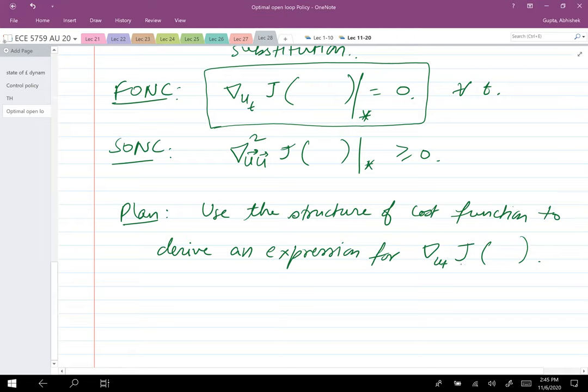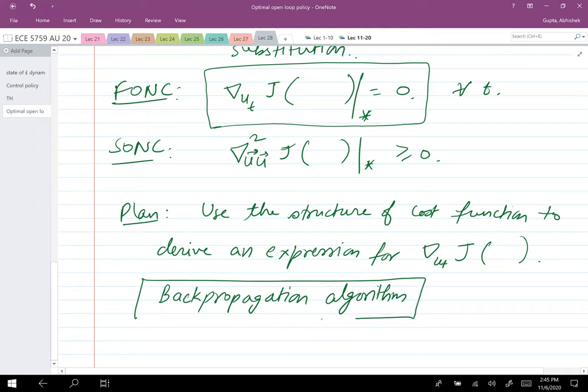Once you compute the gradient of J with respect to ut, you can then run the gradient descent algorithm to compute the optimal action. And that algorithm is known as the backpropagation algorithm. So we will study this backpropagation algorithm in the next class. The derivation of the backpropagation algorithm is intricately related to the maximum principle, Pontryagin's maximum principle. And in fact, most neural networks are trained using the backpropagation algorithm. So you can imagine how much effect this algorithm has had on the contemporary machine learning world. Okay, so we'll talk about all these things in the next class.